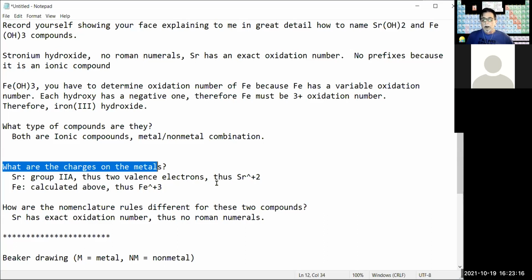Okay. And it says, how are the nomenclature rules different for these two compounds? Again, Sr has an exact oxidation number and therefore does not require Roman numerals to tell us what oxidation state it is, compared to iron. Iron has a variable oxidation number, so we need to calculate it, and therefore we have to use Roman numerals. Okay, so that's that one.